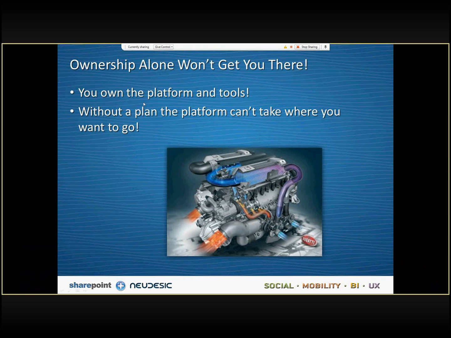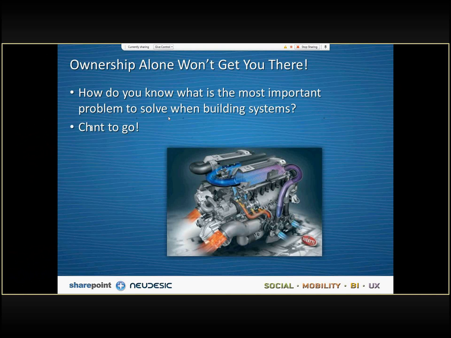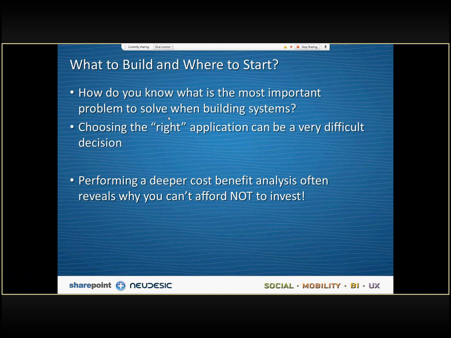So we know we have the platform. We know that the platform can solve a wide range of application needs. So how do we start to drill in and figure out which ones are the key ones to deliver, to give us the best values? How do you know what's the most important problem to solve when you're building the systems? How do you choose that right application? It can be a very difficult decision.